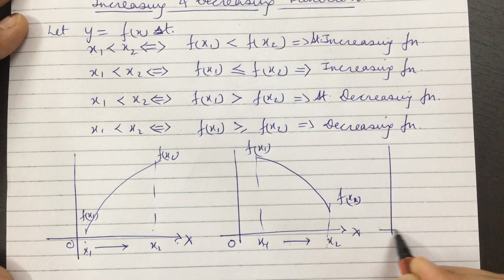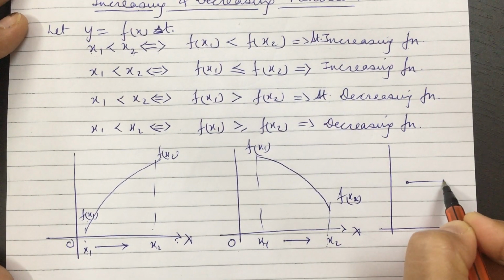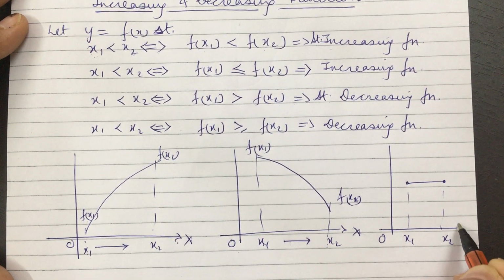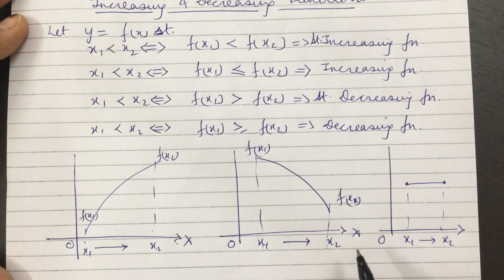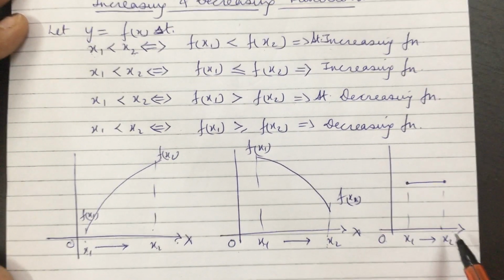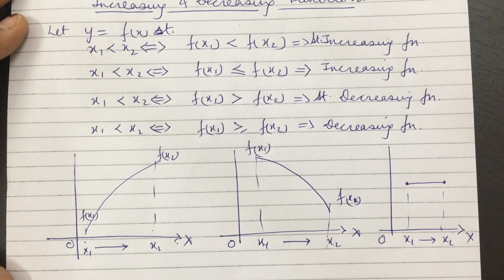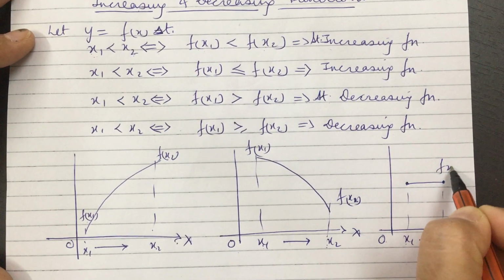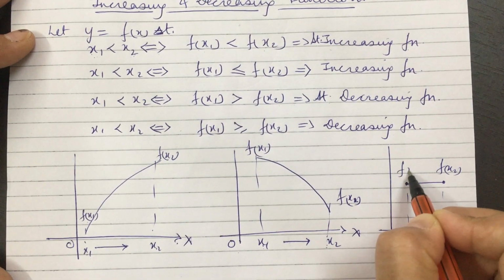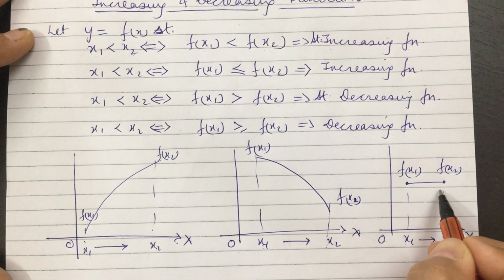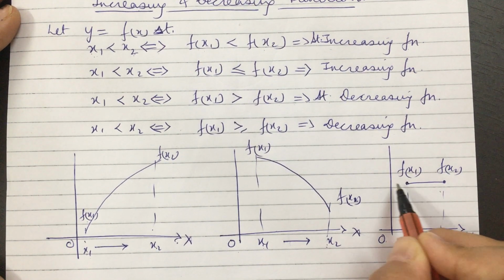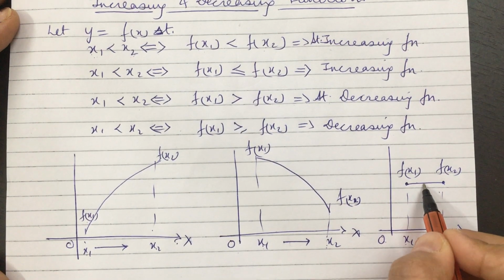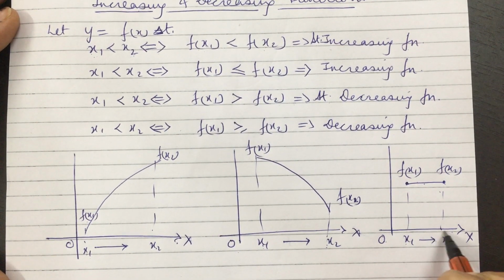Such a function is called a strictly decreasing function. Whereas if we have a graph something like this, where this is x1, this is x2, this is the origin, as we move from left to right along the x-axis, that is when x2 is more than x1, we have f(x2) equal to f(x1), meaning the value of f(x) remains the same. So it is neither increasing nor decreasing, or we say it is constant in this interval from x1 to x2.